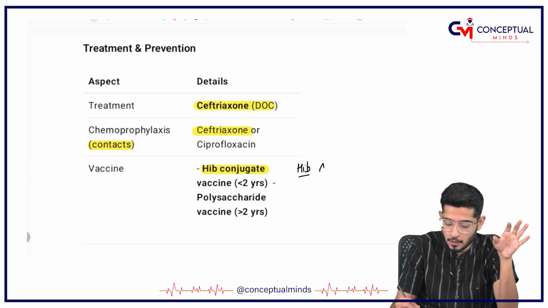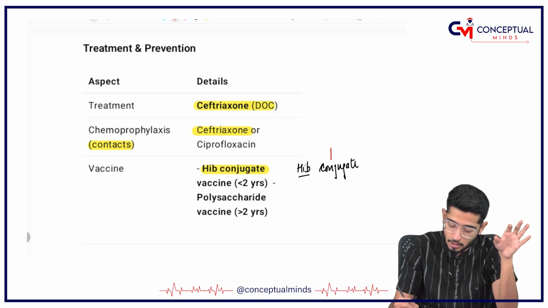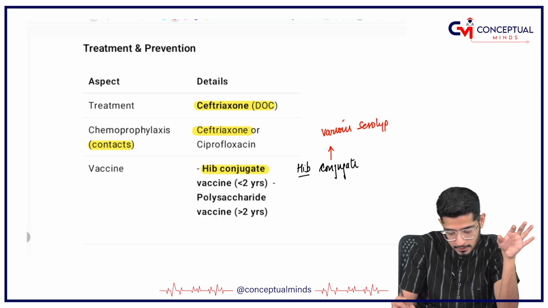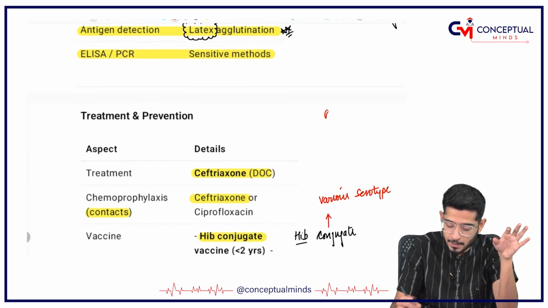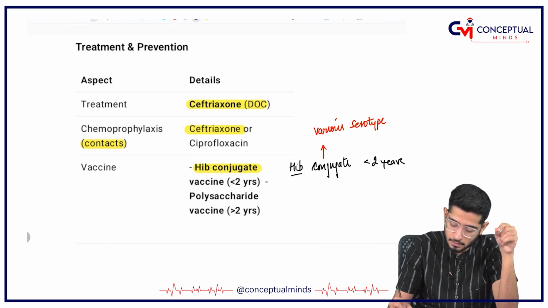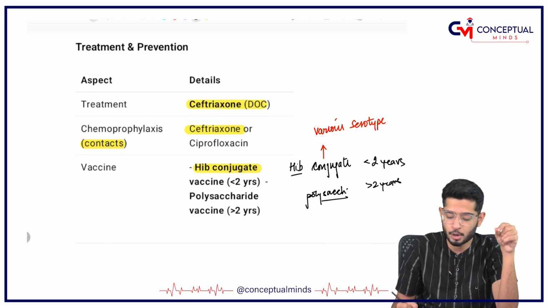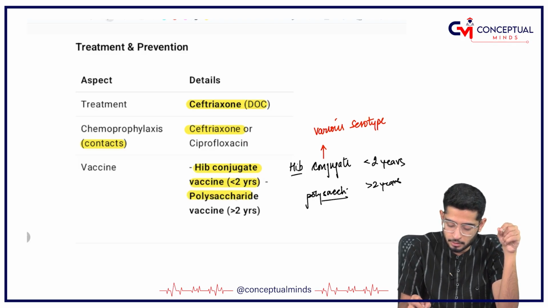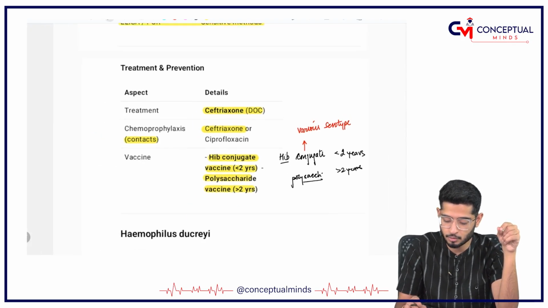Now, what do you mean by conjugate? Haemophilus influenzae, because it has a capsule, has various serotypes, which I already told you. One is the HIB conjugate vaccine, which is given for a child less than 2 years, and for a child more than 2 years you are going to give what? Polysaccharide vaccine. Polysaccharide vaccine for more than 2 years, conjugate for less than 2 years.